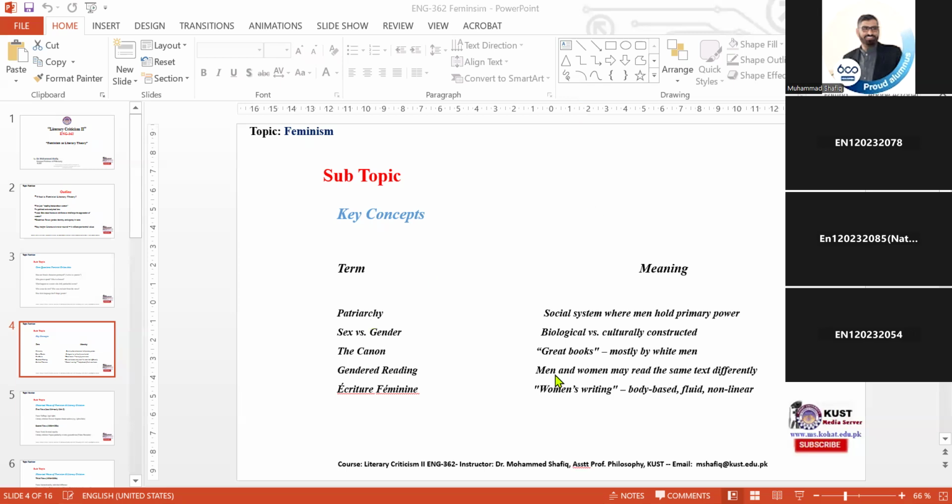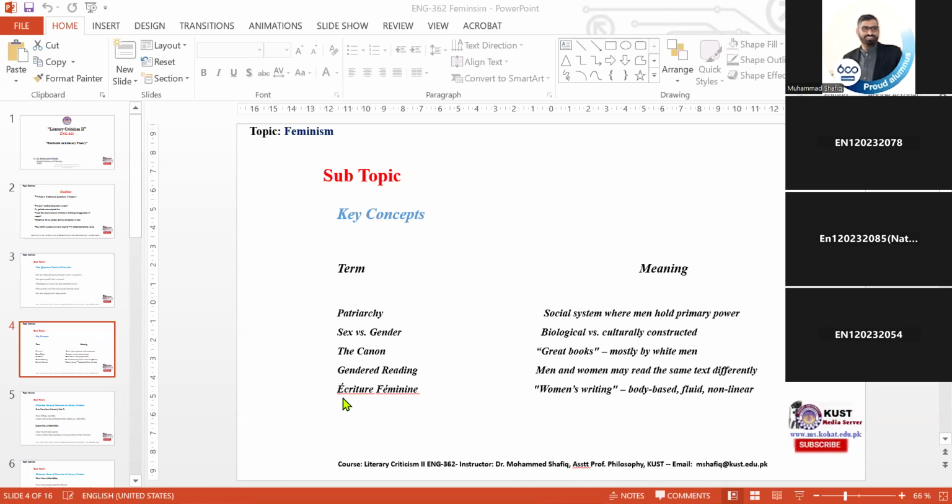The canon, great books, mostly by white men. Normally, when we talk about great authors, we talk about white men or black men. It's always about men rather than general human beings. Gendered reading: men and women may read the same text differently. It is a presumption that the same text read by male and female is understood differently.